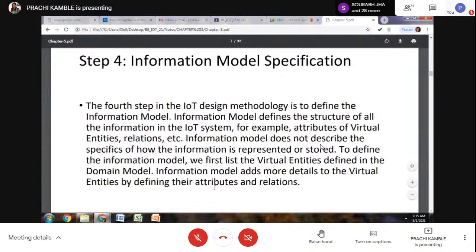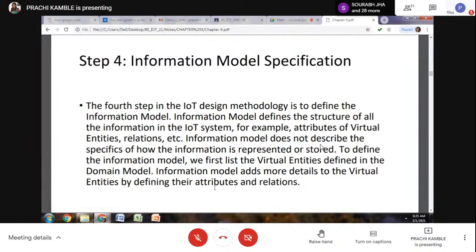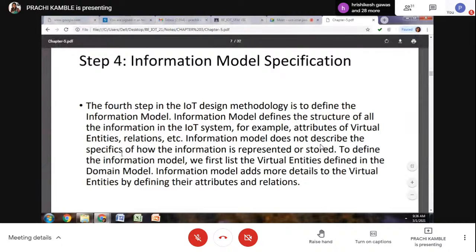Next is information model specification. After domain model specification, the next step, the fourth step, is information model specification. It defines the information model. The information model defines the structure of all the information in the IoT system, for example, attributes of virtual entities, relations, etc. The information model does not describe the specifics of how the information is represented or stored.